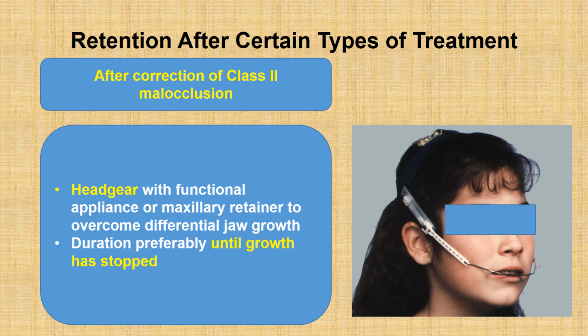Now, after correction of class 2 malocclusion, retention can be provided with a headgear with functional appliance or a maxillary retainer to overcome differential jaw growth. Now, the duration of retention should be carried out until growth has stopped.